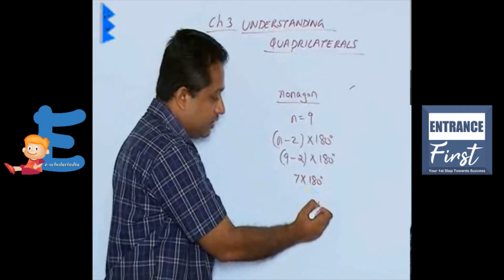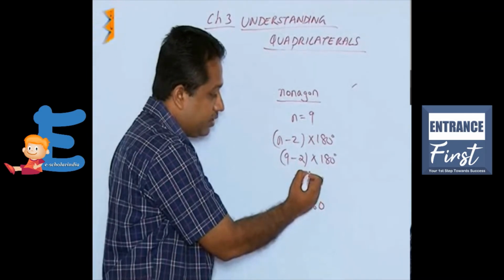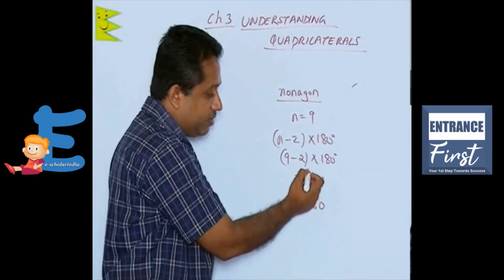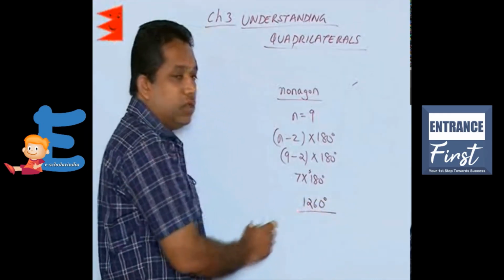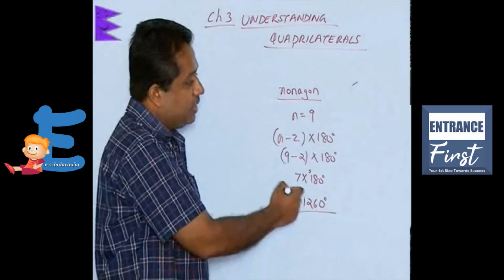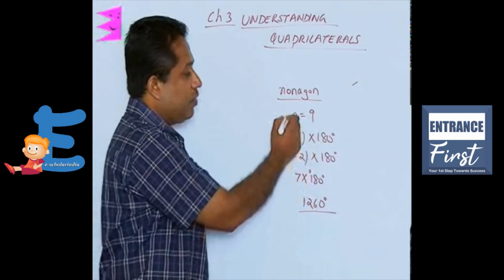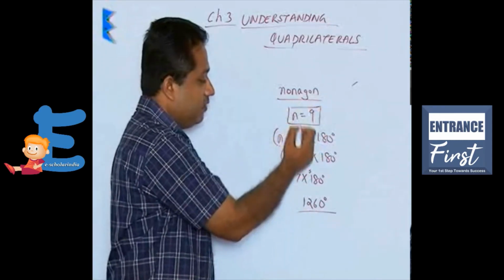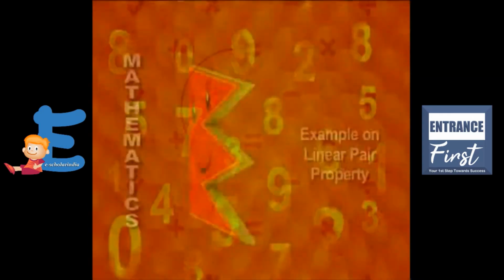So this is 7 into 0, 0; 8 7s are 56, so 6 and 5 carried over; 7 into 1 is 7, 7 plus 5, 12. So the sum of angles of a nonagon will be 1260 degrees. So this process can be repeated for n number of sides. Provided we know the number of sides, we will be able to find out the sum of angles of that particular figure.